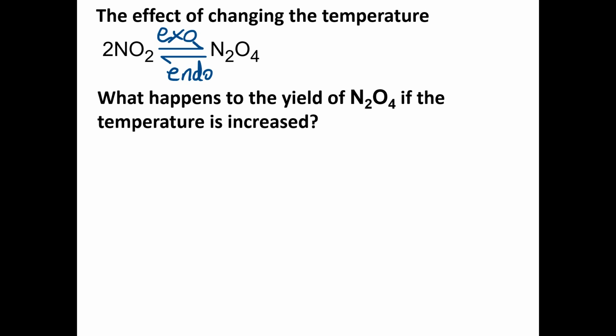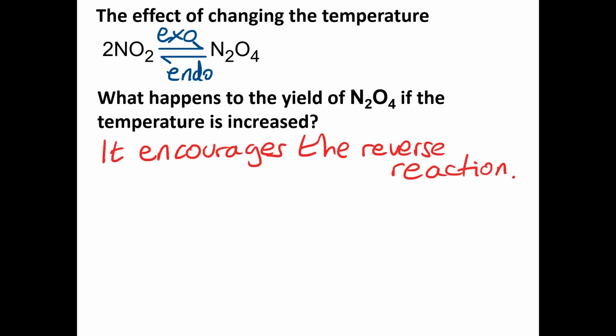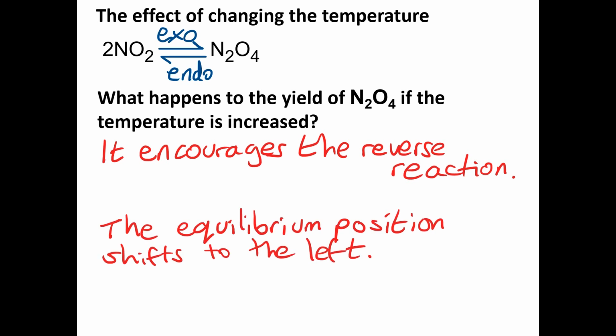So we can see in this reaction that the forwards reaction is exothermic and the reverse reaction is endothermic. So what happens to the yield of N2O4 if the temperature is increased? Now by yield we mean how much of it is made. Well, it will encourage the reverse reaction because the reverse reaction is the one that cools everything back down again. So if we increase the temperature, according to Le Chatelier's principle, it's going to try and reduce the temperature again, and the endothermic reaction will do that. That means the equilibrium position shifts to the left and less N2O4 is made.